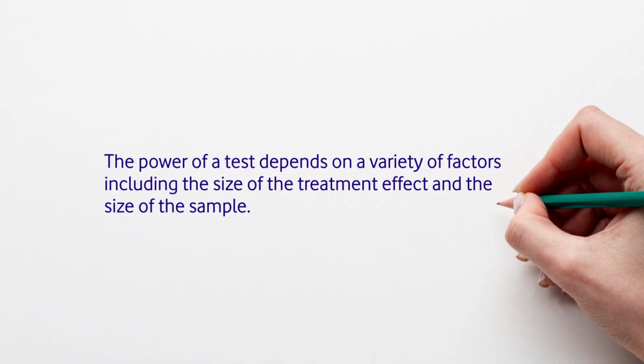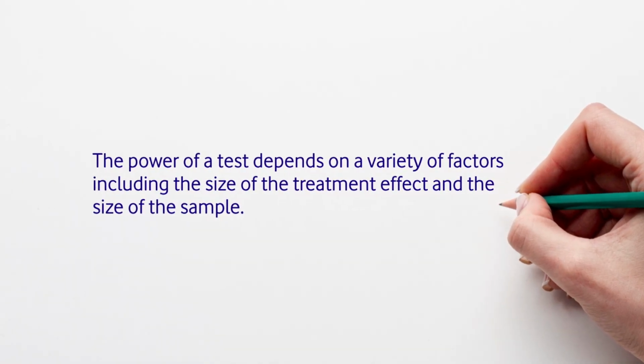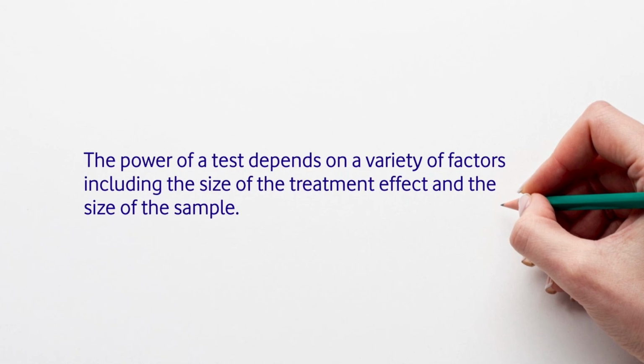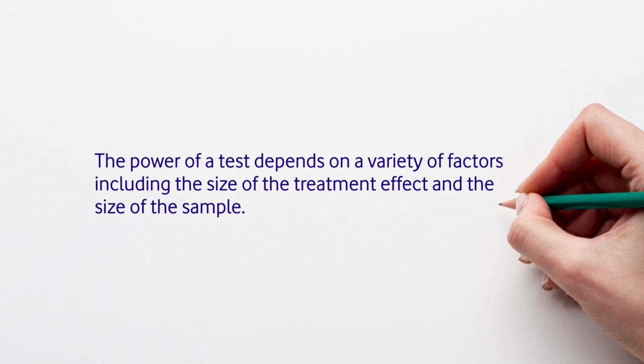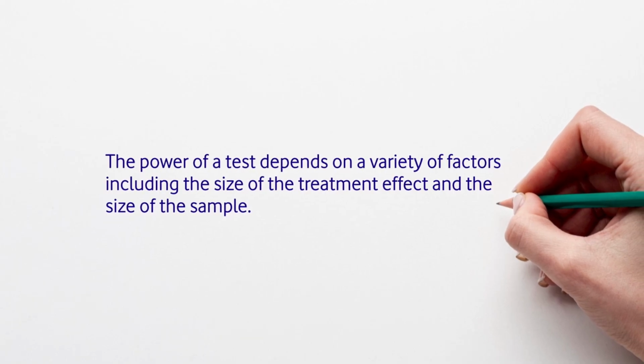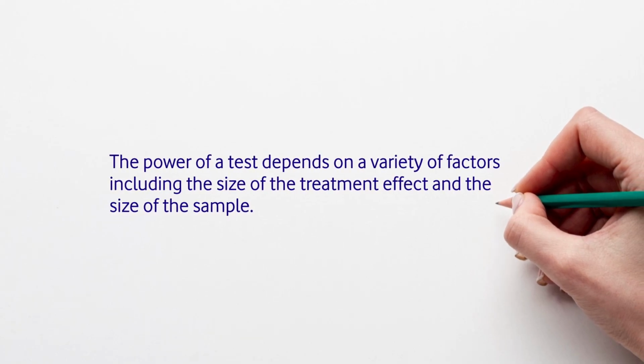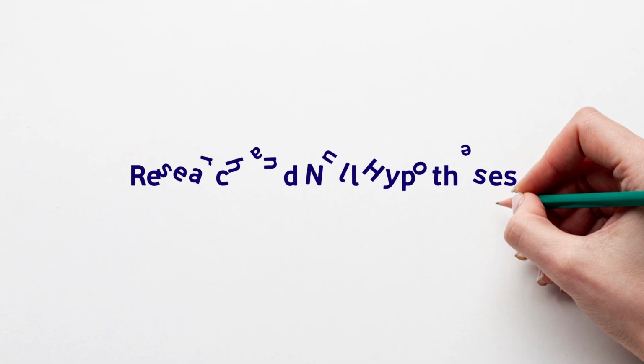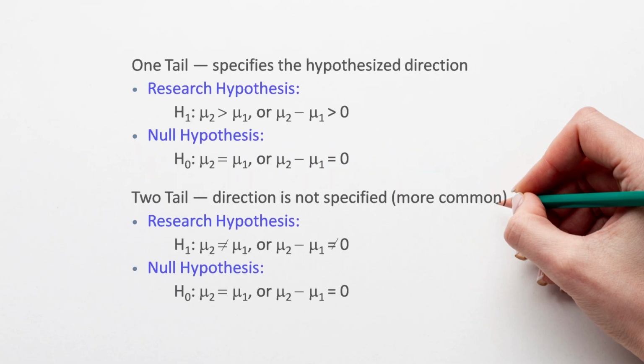So, the power of a hypothesis test. The power of a hypothesis test is defined as the probability that the test will reject the null hypothesis when the treatment does have an effect. The power of a test depends on a variety of factors, including the size of the treatment effect and the size of the sample.